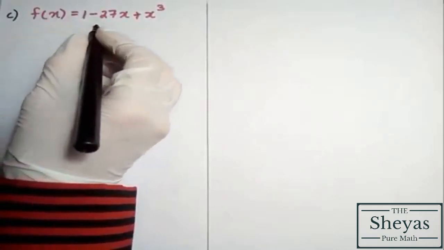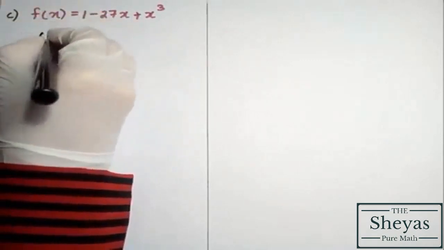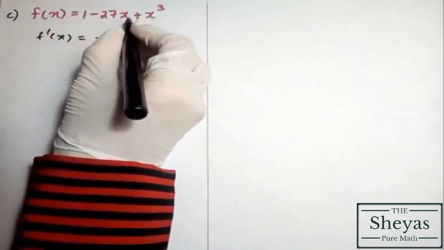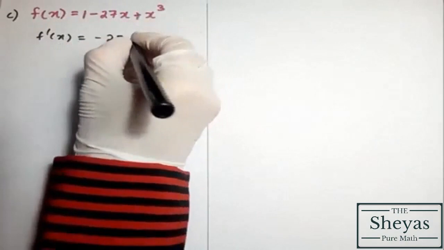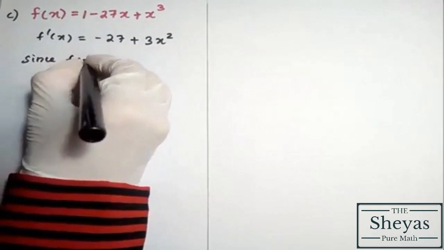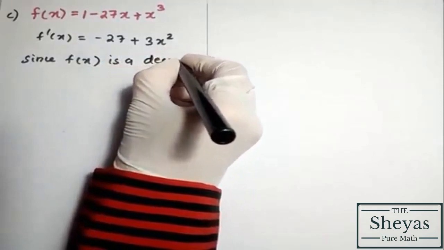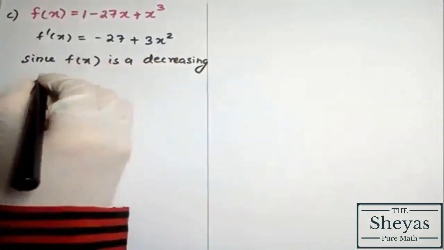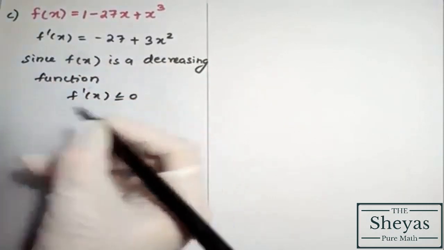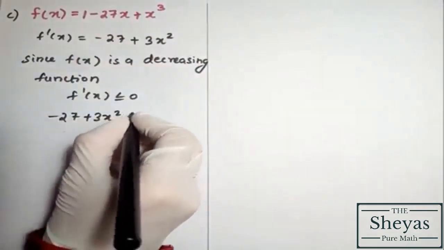C problem, f of x is equal to 1 minus 27x plus x cube. So the same steps you have to follow. f dash of x is equal to, when you differentiate 1 it is 0, and minus 27x, differentiation is minus 27, and x cube differentiation is 3x square. So we know that these functions are decreasing. So we can write, since f of x is a decreasing function, f dash of x less than or equal to 0, this is the condition. So what is f dash of x? Minus 27 plus 3x square less than or equal to 0.